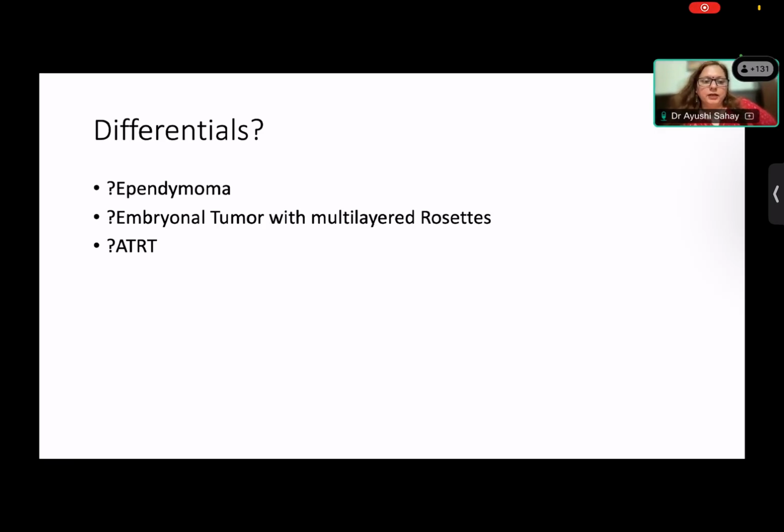So again, in view of young age, regardless of morphology, we sometimes tend to keep ATRT as a differential, because ATRT can show you a variety of morphological patterns. So in a very young child with an embryonal tumor in the differential, always have an ATRT at the back of your mind if it is not something totally classical. So yes, theoretically, ependymoma, ETMR, and ATRT would be the differentials.